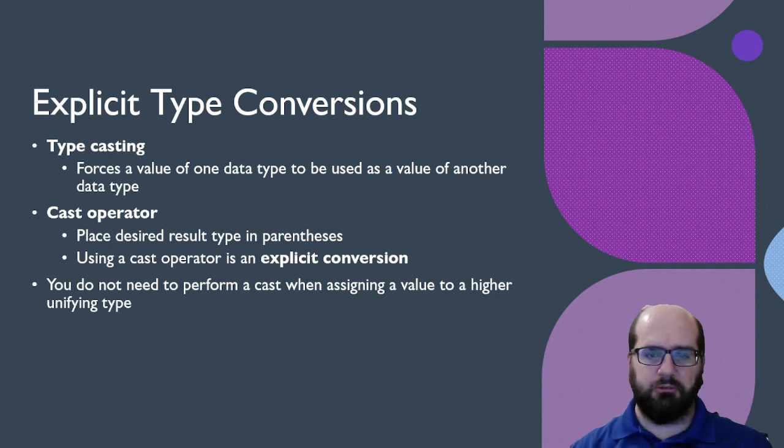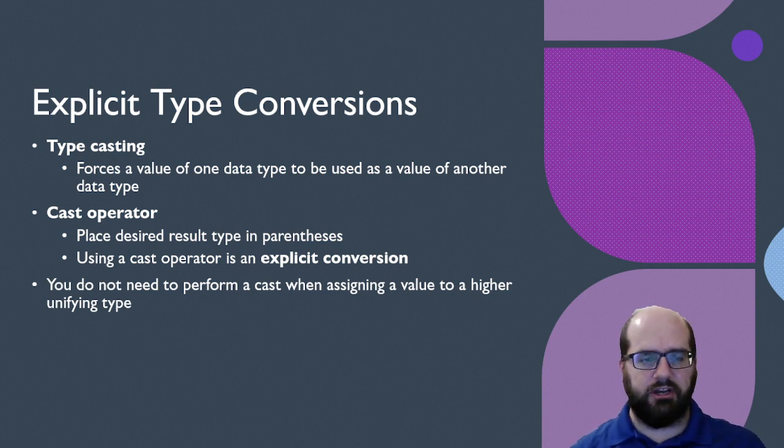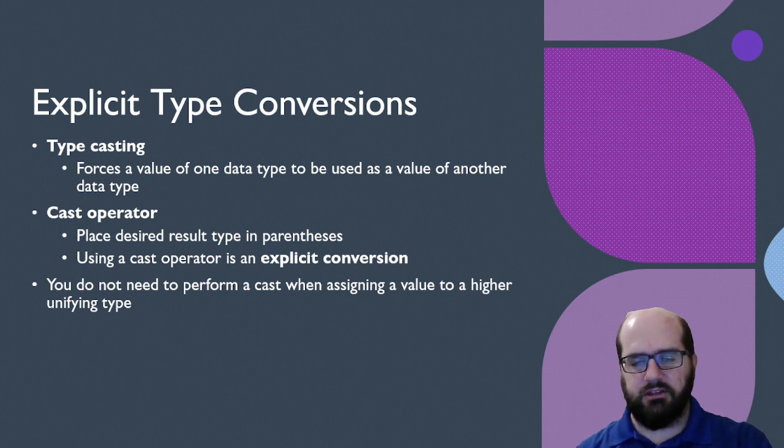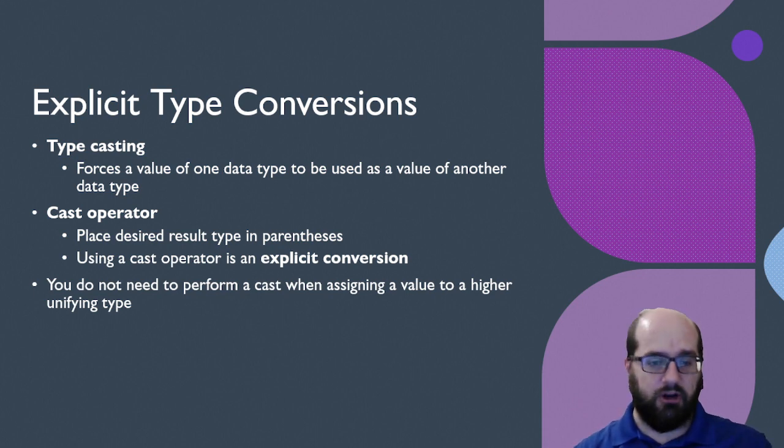You don't need to perform a cast when assigning a value to a higher unifying type. So if I'm sending a long to a double, I don't need to perform a direct cast, although often I do anyway.